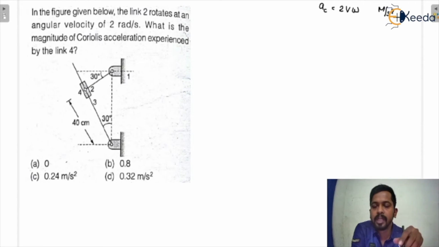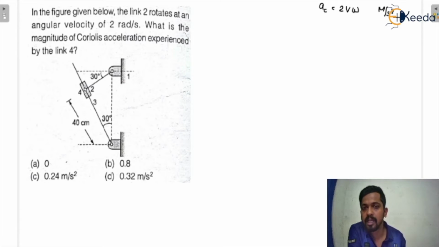If you want to know the direction of the Coriolis acceleration, first you have to note the sense of omega, whether it is clockwise or anti-clockwise. Then you have to rotate the v vector, that means the direction of the velocity of the slider, by 90 degrees in the same sense as that of omega. If it is clockwise, then you turn the v vector by 90 degrees in the clockwise direction. That would be the direction of the Coriolis acceleration. These are certain points you must remember about the Coriolis acceleration.